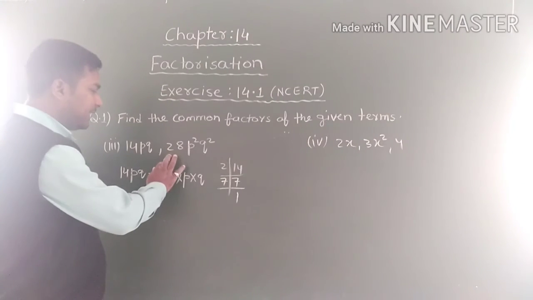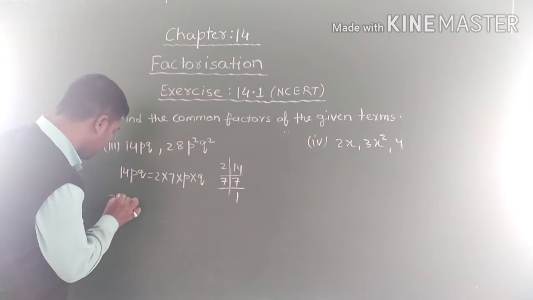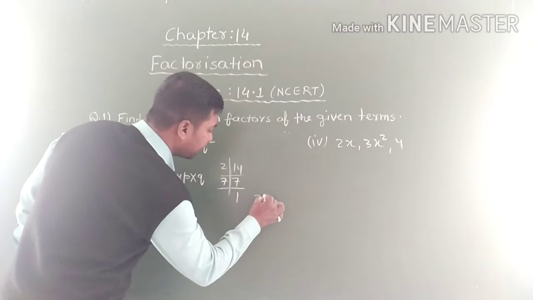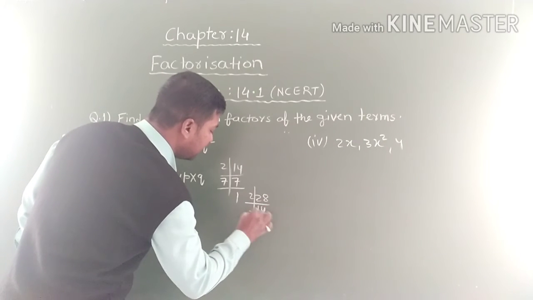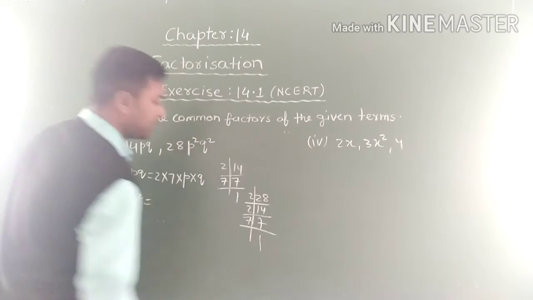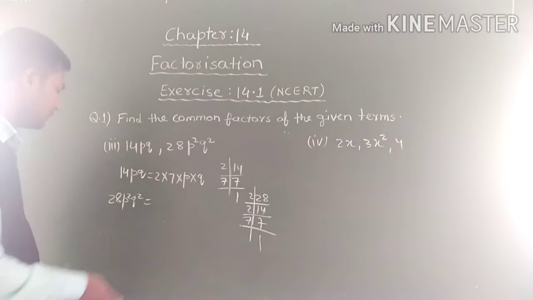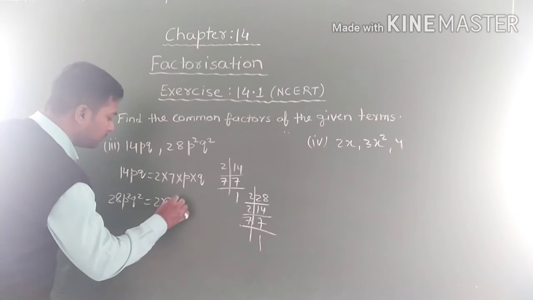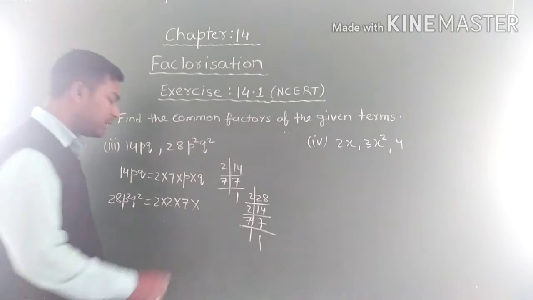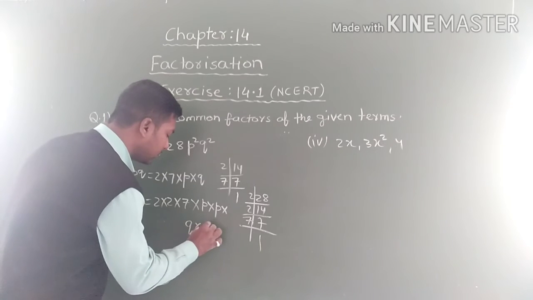Similarly, 28p square q square is given here. So the factorization of 28 will be, 2 times 14 is 28, 2 times 7 is 14, and 7 itself. So the factorization of 28 will be 2 into 2 into 7. So we can write 2 into 2 into 7. Now p square q square is given here, so we can write p into p into q into q.